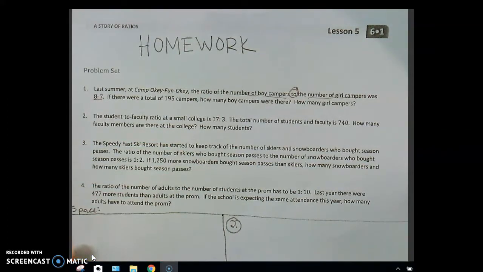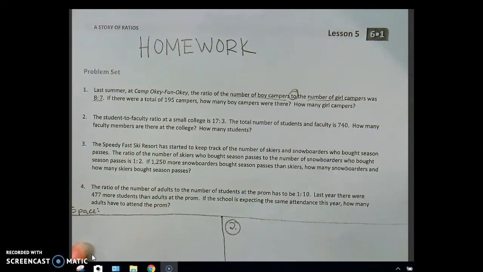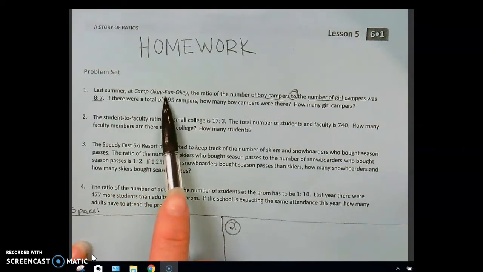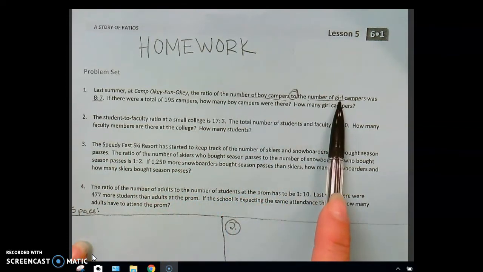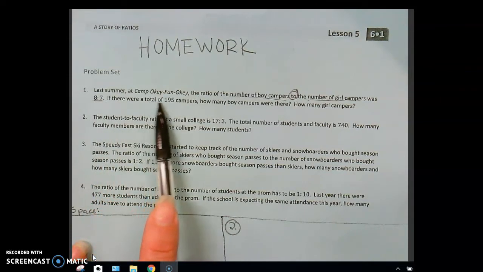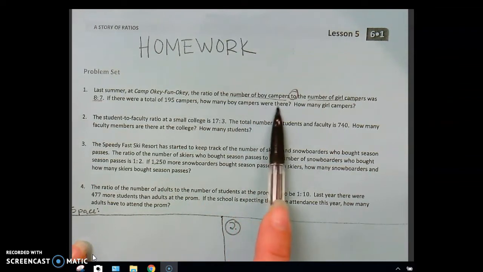So as I'm reading, I'm picking up on those things and kind of visualizing them in my head or giving the color codes in my head, because those things and those connections should be coming a little better to you as we practice these more and more. So again, last summer at Camp Okie Fun Okie, the ratio of the number of boy campers to the number of girl campers was 8-7. If there were a total of 195 campers, how many boy campers were there?